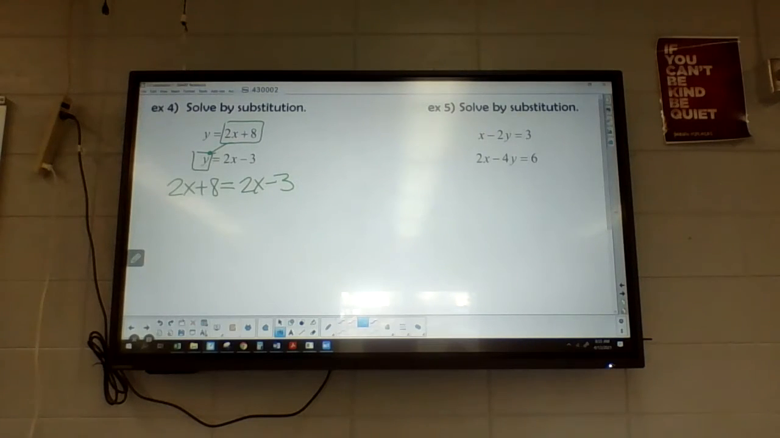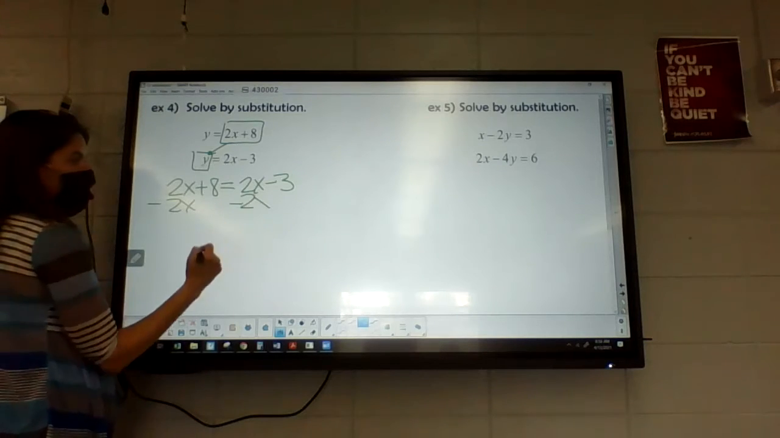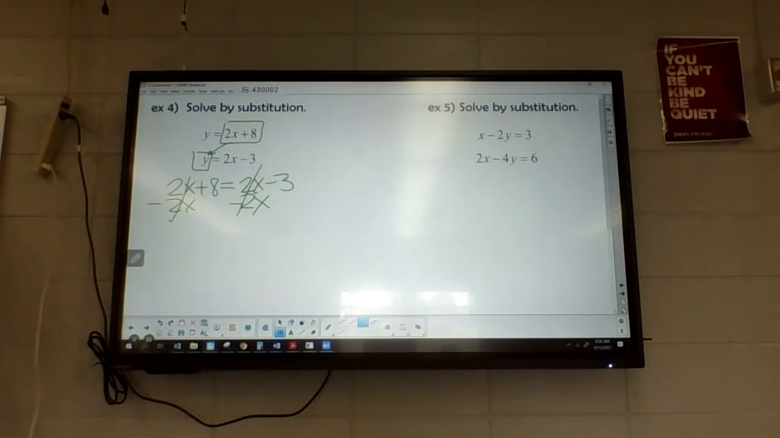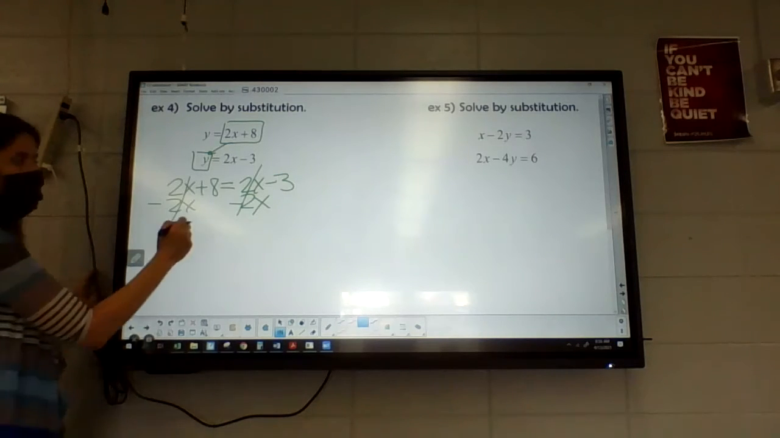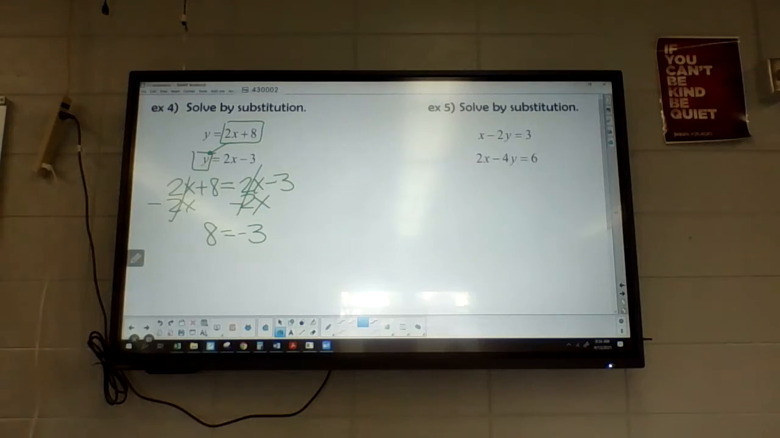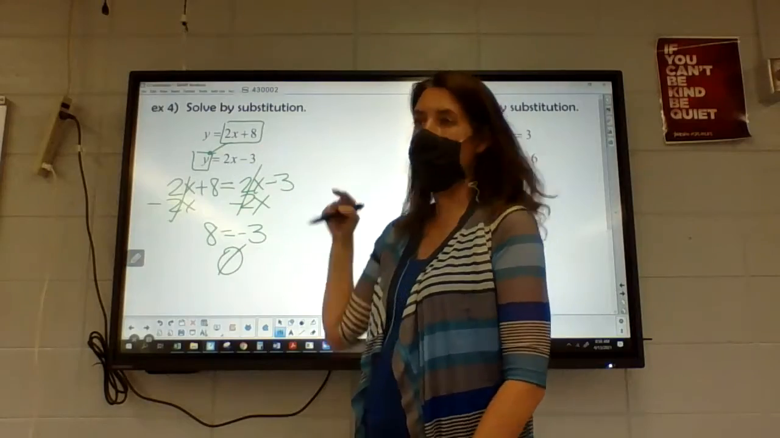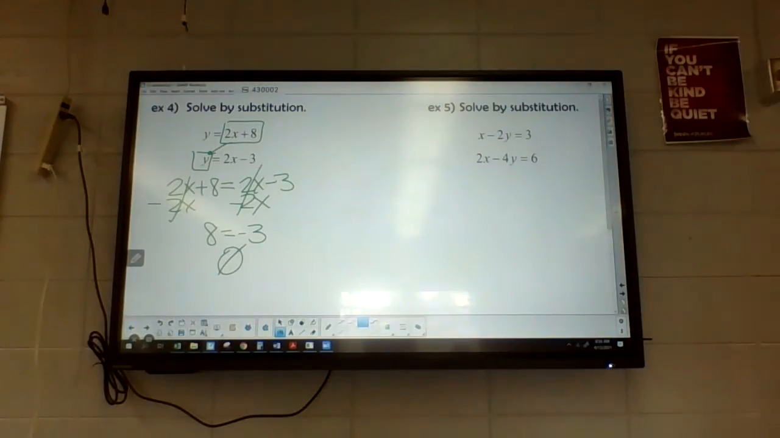So now when I try to get x's together, we're going to subtract 2x, right? And I do that, actually they both cancel. And I end up with 8 equals negative 3. Do you guys remember what kind of solution that would be? That's a no solution problem, because that doesn't make sense. 8 does not equal negative 3. So this one's a no solution. And if you think about it, these two lines would be parallel. If I graph those they would be parallel lines, and so they never intersect. There's no solution that works for these two.